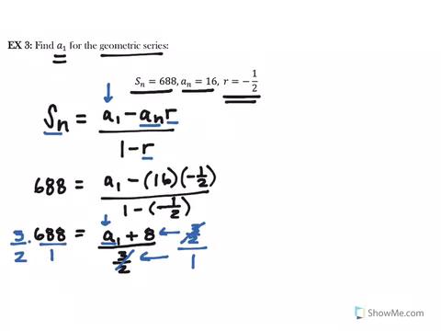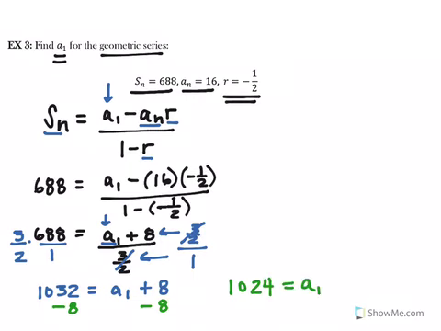Do that on the calculator real quick. Divided by 2 is going to be 1032, which is equal to a sub 1 plus 8, and then finally we'll subtract 8 from both sides, giving me 1032 minus 8, which would be minus 2, minus 6 more, is 1024. So 1024 is equal to a sub 1.